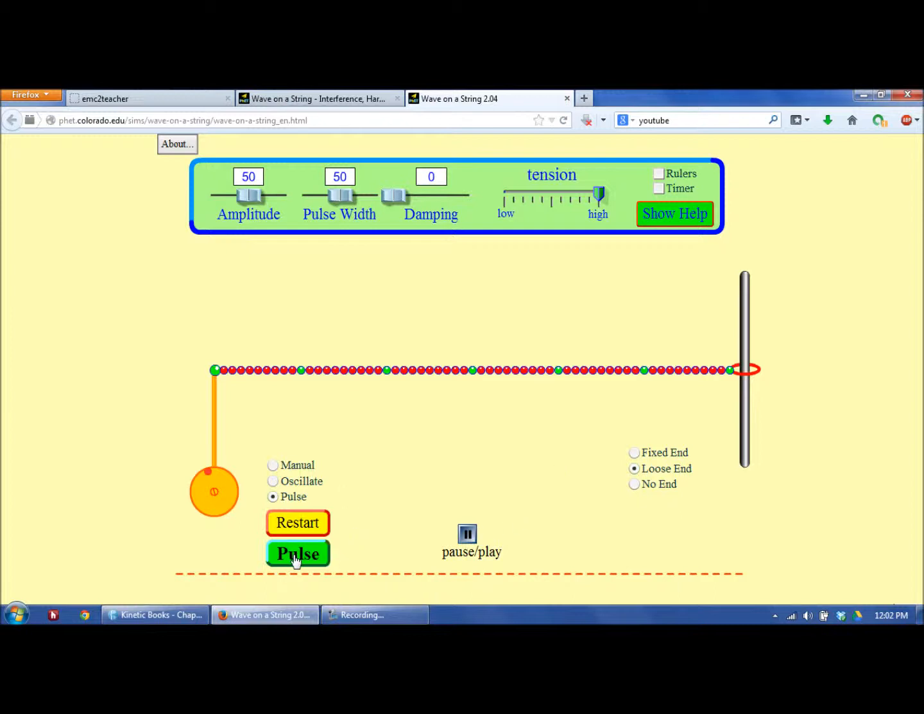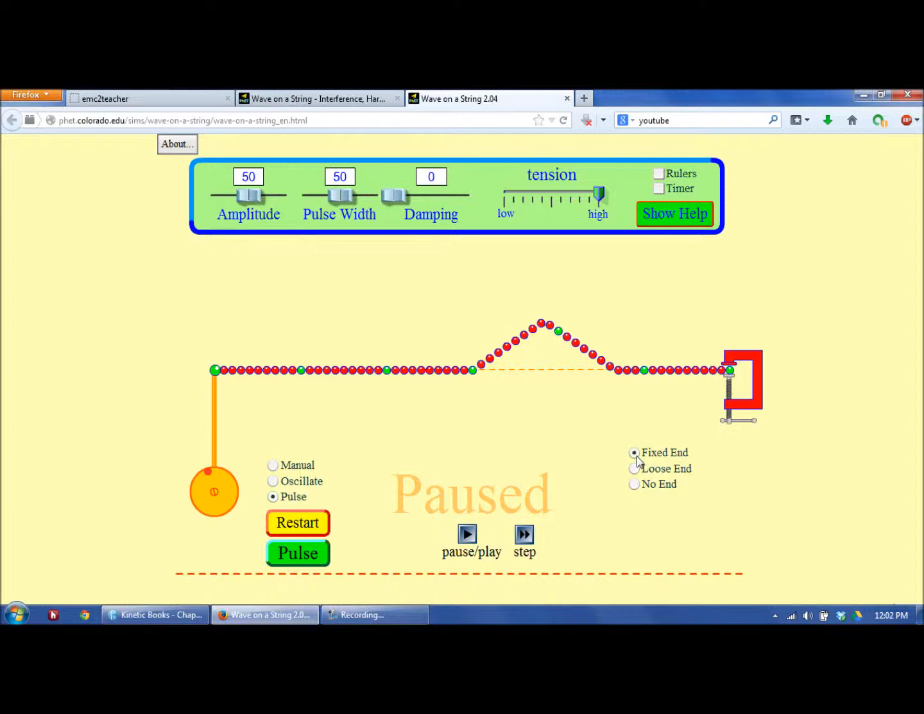Watch what happens here at the loose end. Did you notice? Let's reset it. The pulse reflects, but it stays on the same side. It doesn't invert. When we had the fixed end and we sent that pulse, it inverted. It flipped on the other side. So that's one difference.